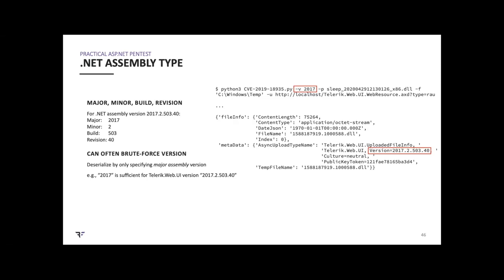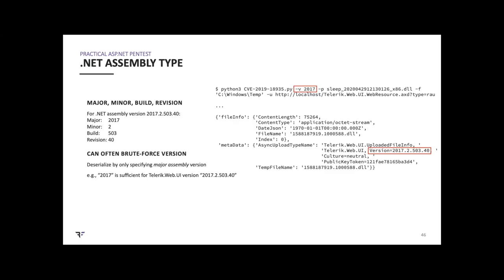But say that we don't have a version string or a last modified date, you can sometimes brute force .NET assembly versions like we need to do for the prerequisite unrestricted file upload vulnerability. And while this can normally be kind of a laborious process where you have to iterate through hundreds of different versions, I realized while testing the software that you can sometimes get away with just specifying the major version of the assembly. And in this case, that's just 2017.